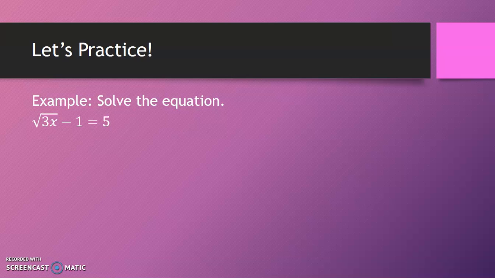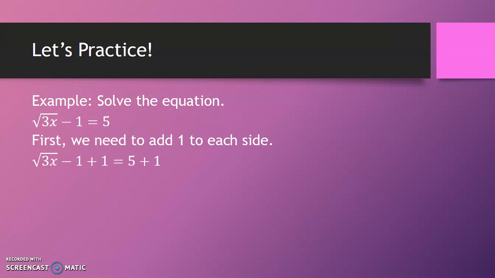For this next one, we have the square root of 3x minus 1 equals 5. That minus 1 is separate from the square root. The first thing that we're going to want to do is add 1 to each side of the equation. So you can see how they're adding 1 to the left side and 1 to the right side. Remember, you need to do it to both sides of the equation in order to keep it balanced.